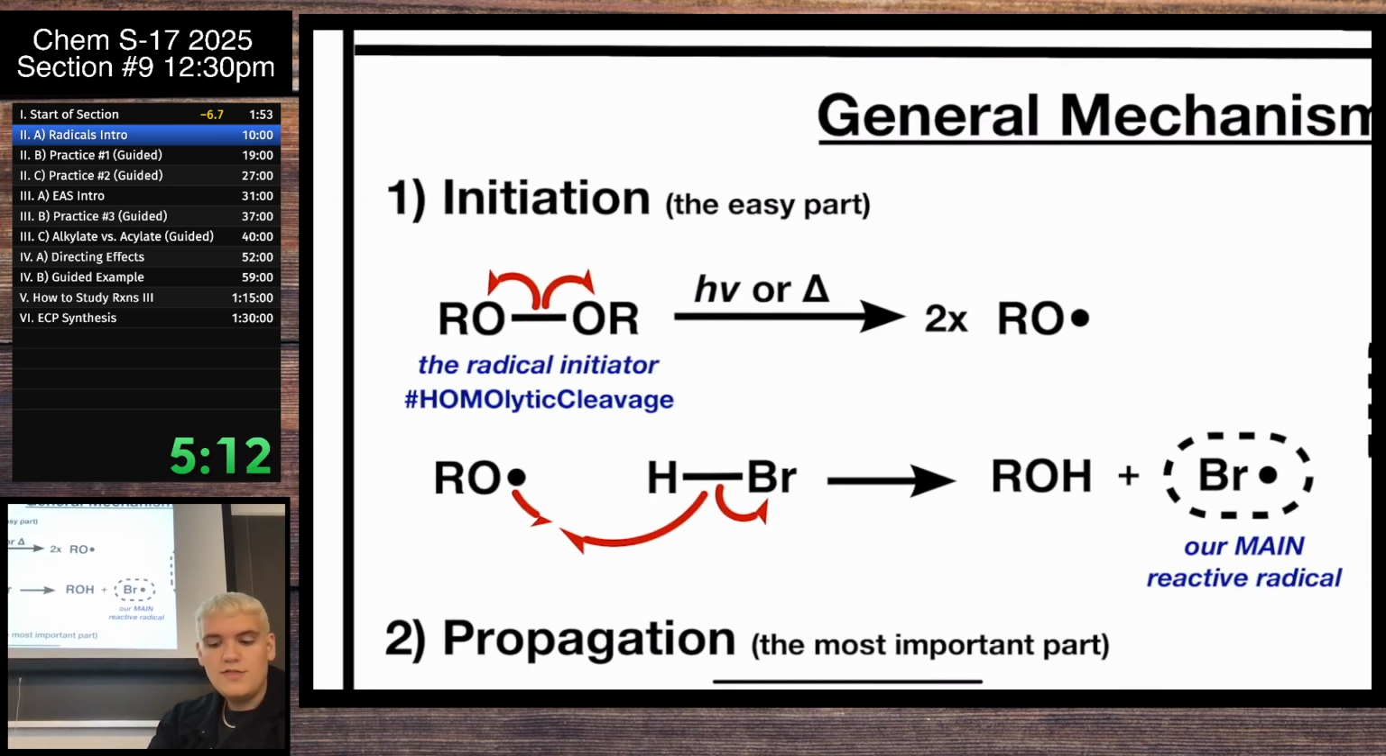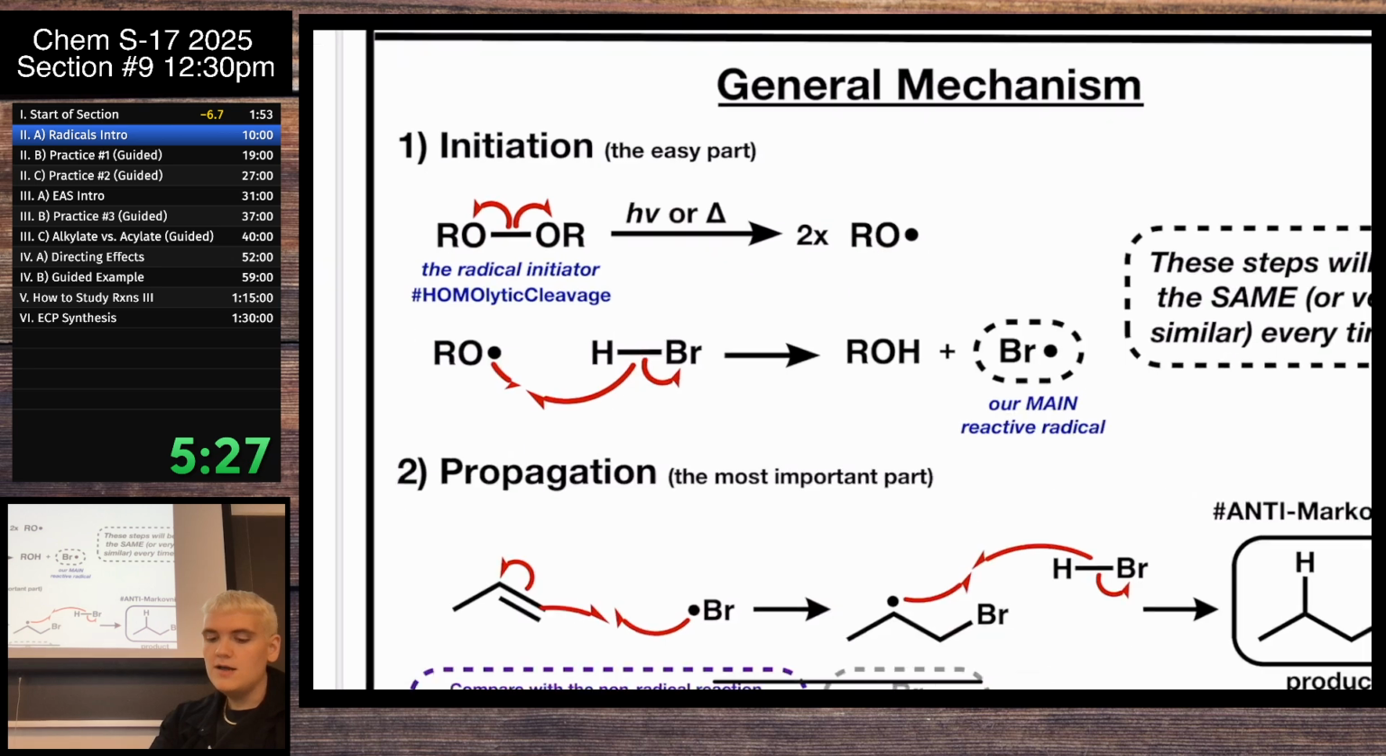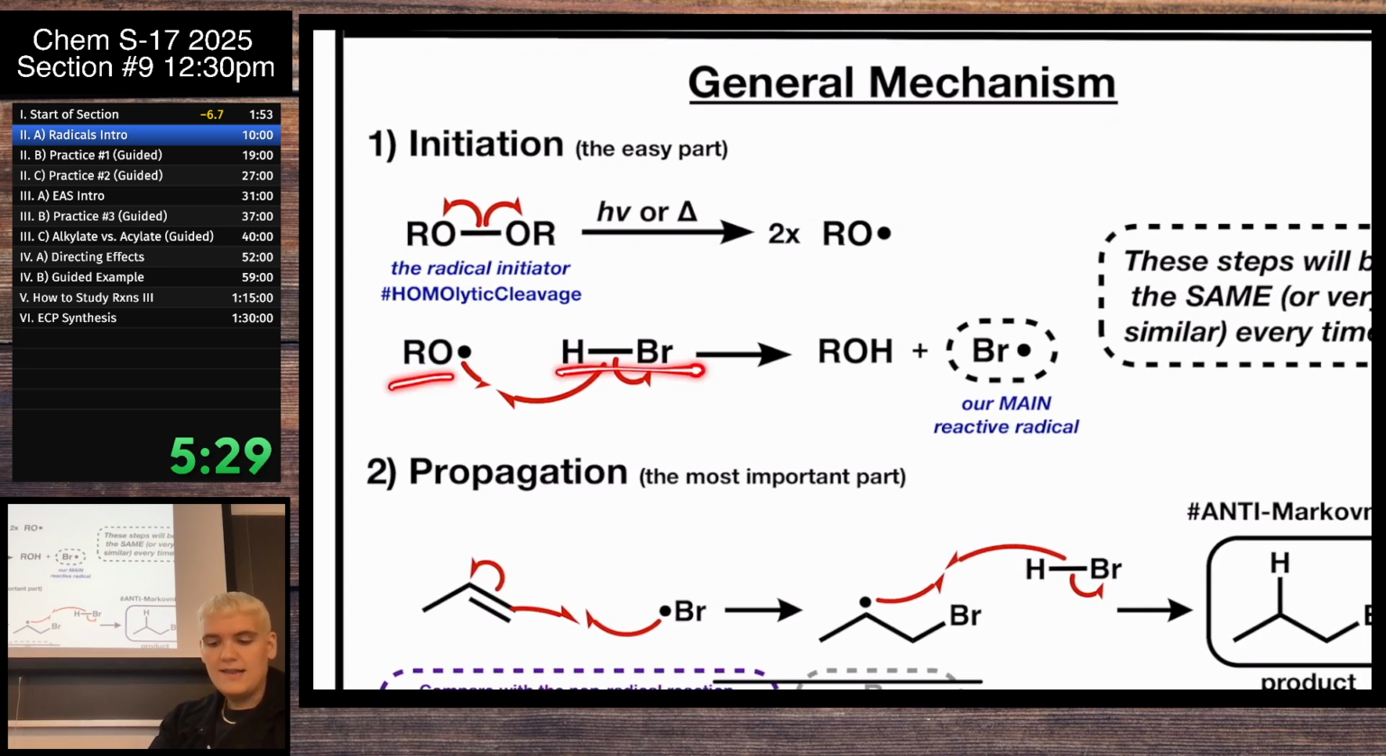So you start off with the bond that's easy to break, and then when you have heat or UV light, it's going to homolyze. Homo as in same, split off where one electron goes with each of the partners, and we get 2 RO dots. Then RO dot's going to interact with our HBr, and it's going to take the proton with 1 electron, and then the other electron's going to go on the bromine. So we get 1 Br dot.